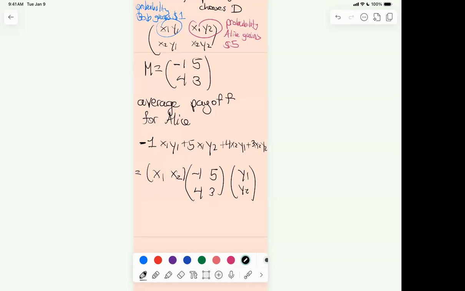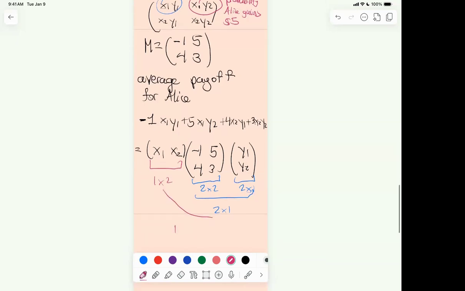Just to at least explain the sizes: if you think of the matrix as 2 by 2, this is 2 by 1, so you can definitely do that multiplication. And whatever you get would be 2 by 1, right? And this is a 1 by 2 matrix, so 1 by 2 with 2 by 1 can be multiplied. And this is 1 by 1, which is a number.